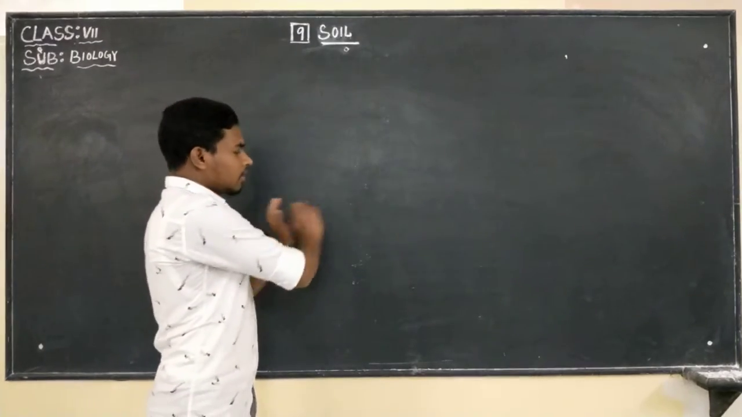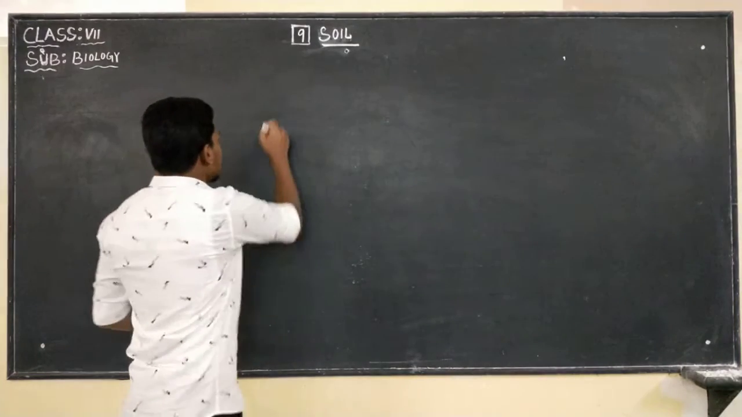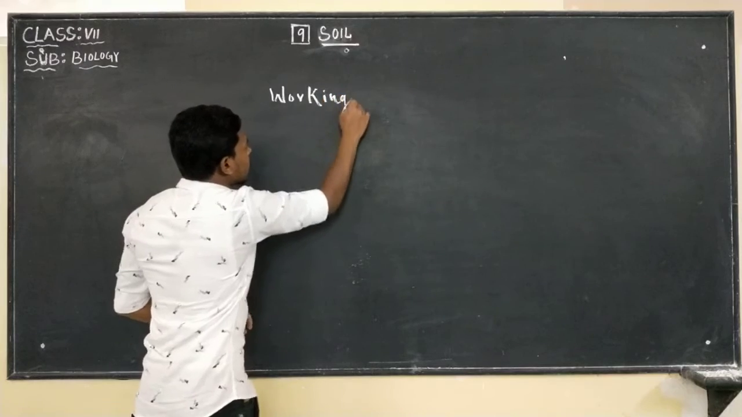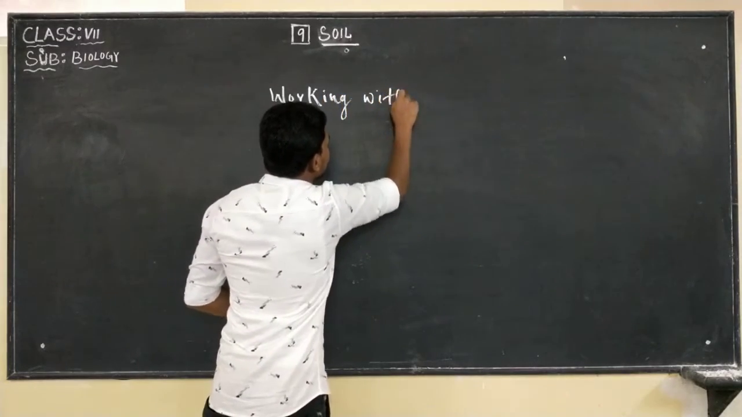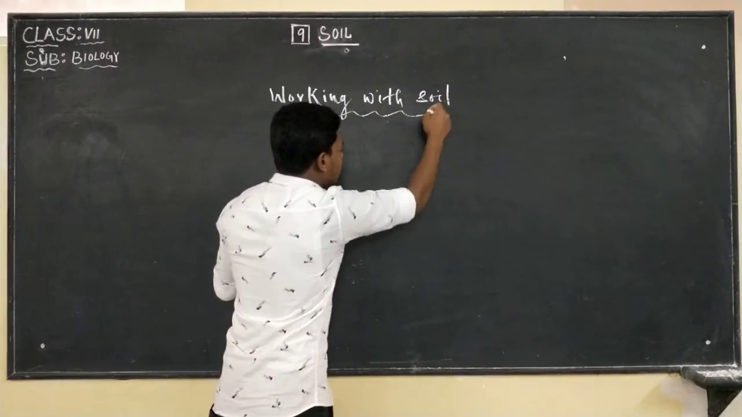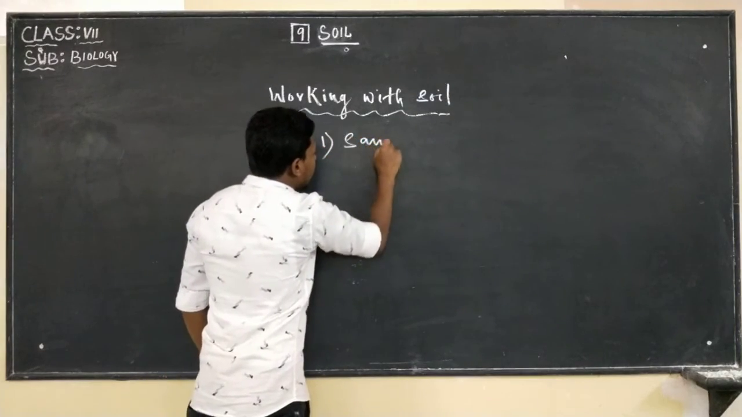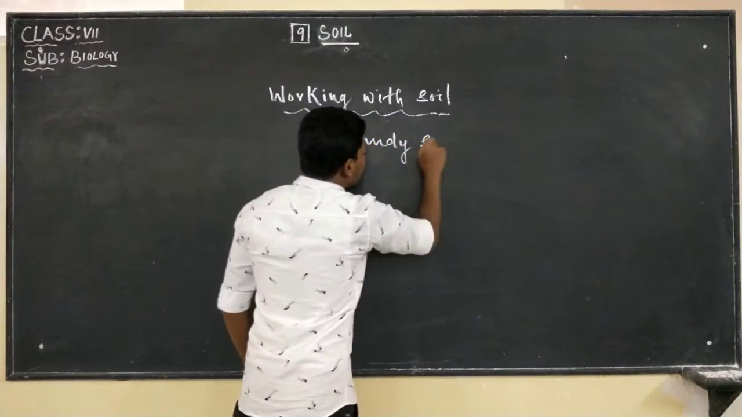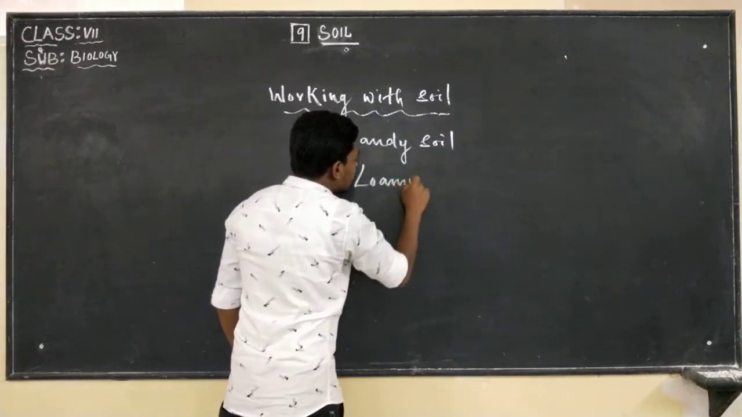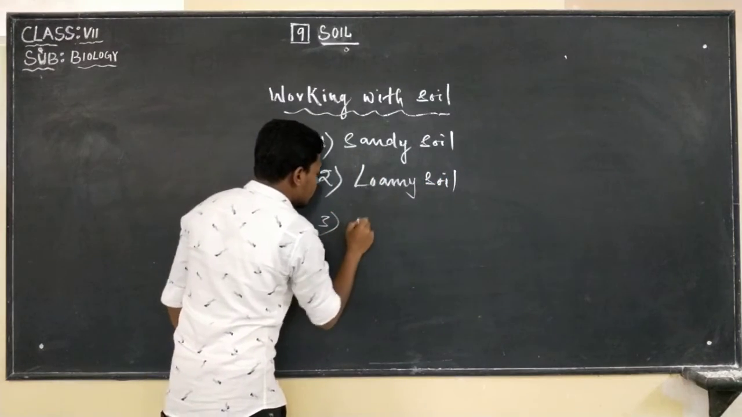Now with the three soils we will try to make toys. So let me keep the heading as working with soil. We have seen three different types of soil. First one is sandy soil, second is loamy soil, and the third one is clay soil.